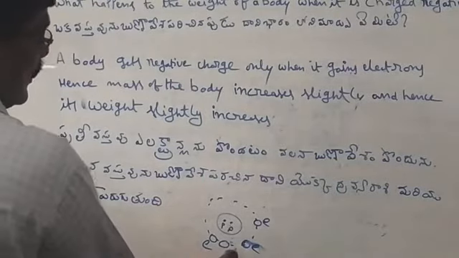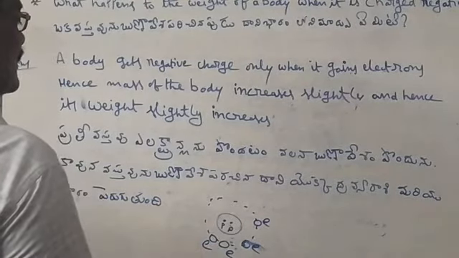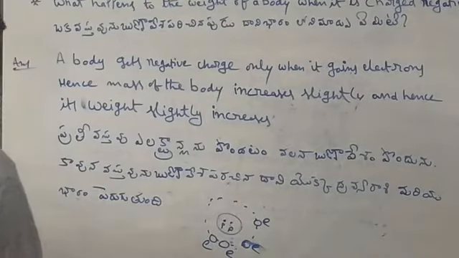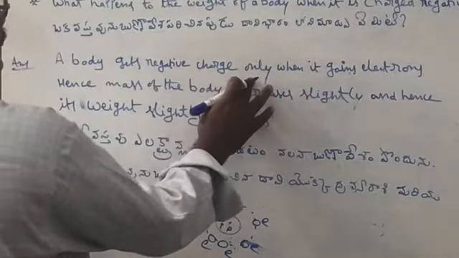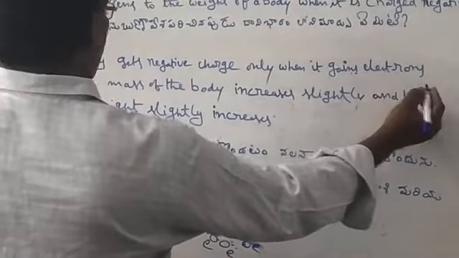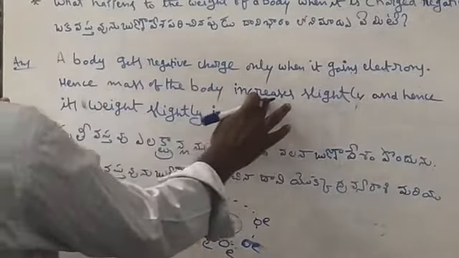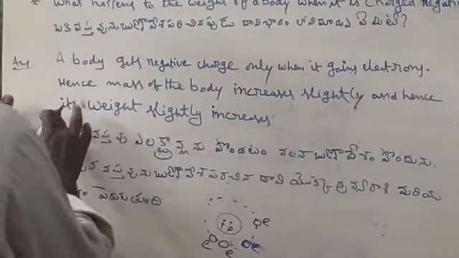Here 2 electrons are added to the atom. That's why mass as well as weight increases slightly. Same answer. A body gets negative charge only when it gains electrons. Hence the mass of the body increases slightly and hence its weight slightly increases.